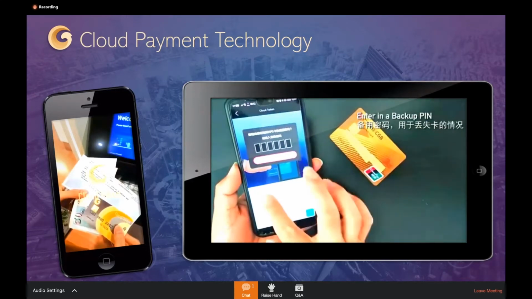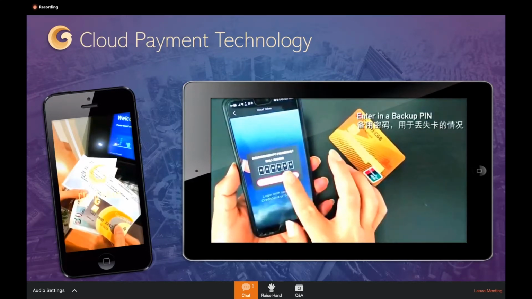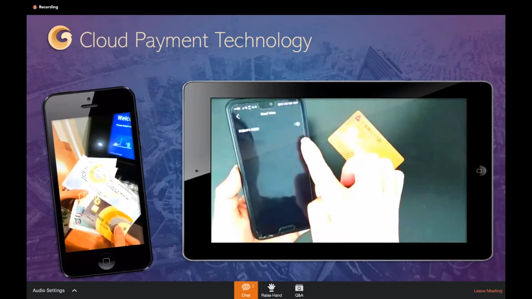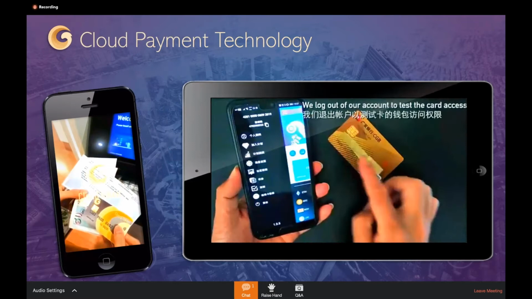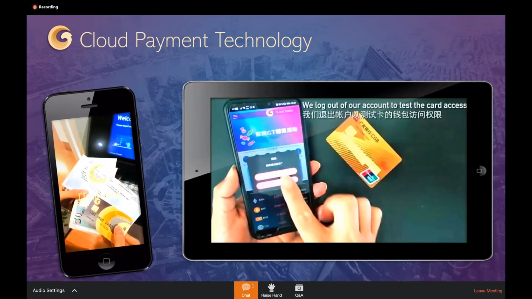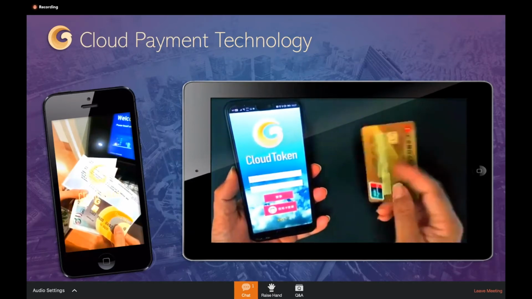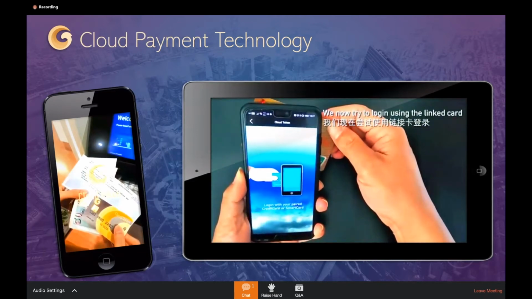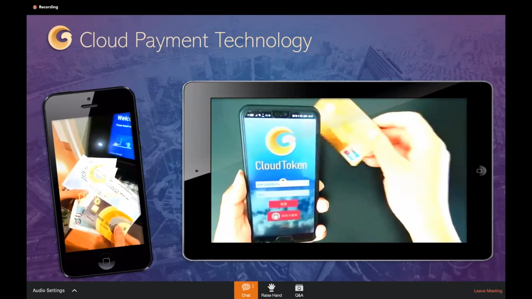Now this is a 6-digit password that you create for yourself. So this is simply a security measure. And then you'll notice what this person is going to do is actually log out. Bottom, there you go, that's log out. And they're going to attempt to log back into their application without using their password, but by scanning their card. And this will verify whether it worked or not.